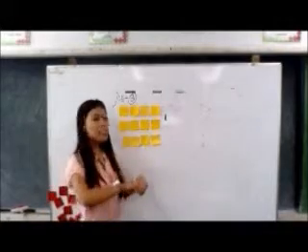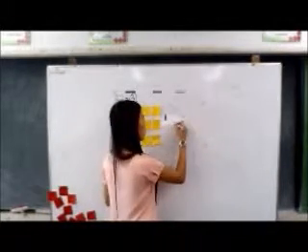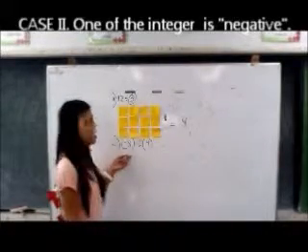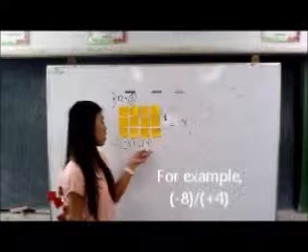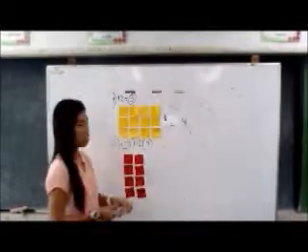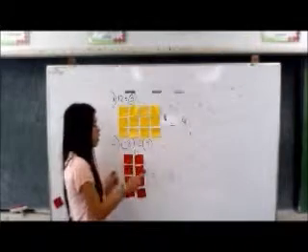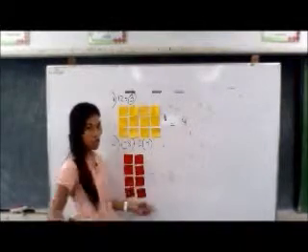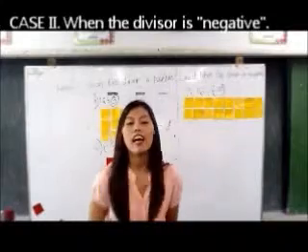So 12 divided by 3 is equal to 4. Example number 2, negative 8 divided by 4. 4 is the divisor, so we will group negative 8 into 4 rows. So there are 2 unit red tiles in every 4 rows. So negative 8 divided by 4 is equal to negative 2.